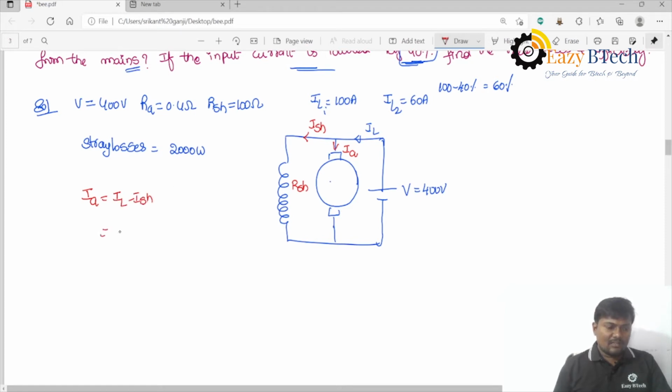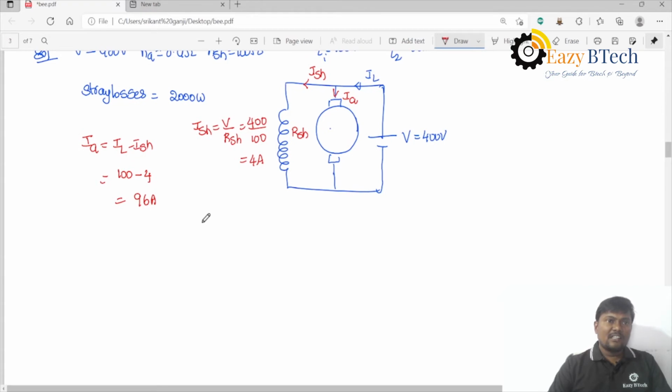The IL value is 100. So the starting value of the current is 100 minus ISH. ISH we can calculate as V divided by RSH. The V value is 400 divided by 100, which should be equal to 4 amperes. So 100 minus 4 should be equal to 96 amperes. We know the stray losses.